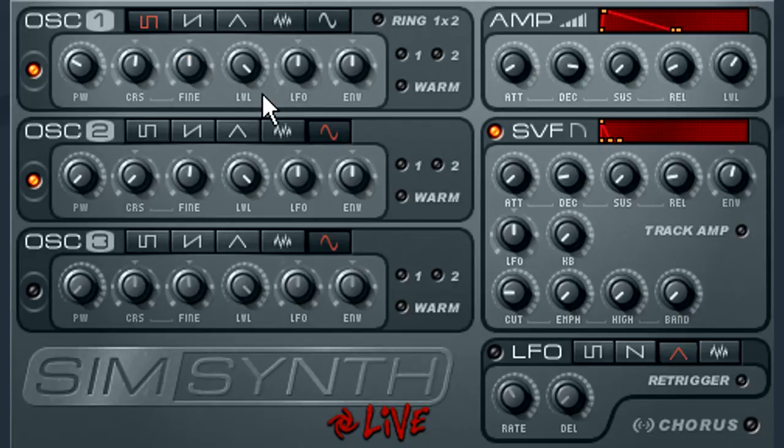You can balance the sound of your 3 oscillators by using the corresponding level control. The last 2 controls allow you to change the amount that the oscillator is affected by the low frequency oscillator and the envelope respectively.